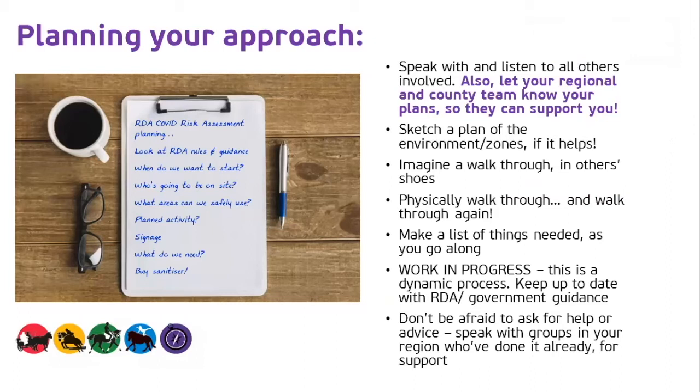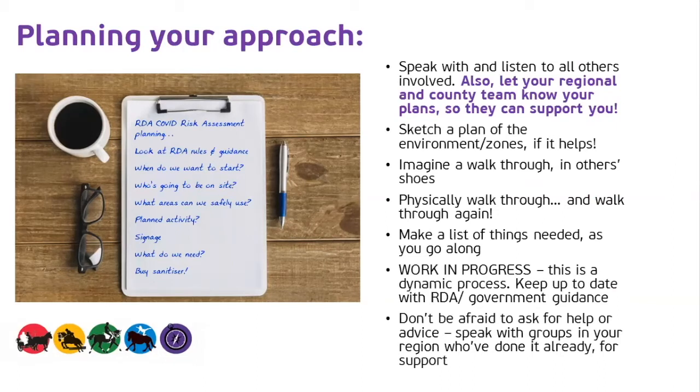Speak with others involved, ask them for feedback into risks, concerns, and how they might be harmed themselves. You might like to sketch a plan of the environment and the zoned areas at your venue if it helps you to visualise the activities taking place. Try imagining yourself in other people's shoes and how people might move around, for example, coming into contact with different surfaces, different items, and other people on site.